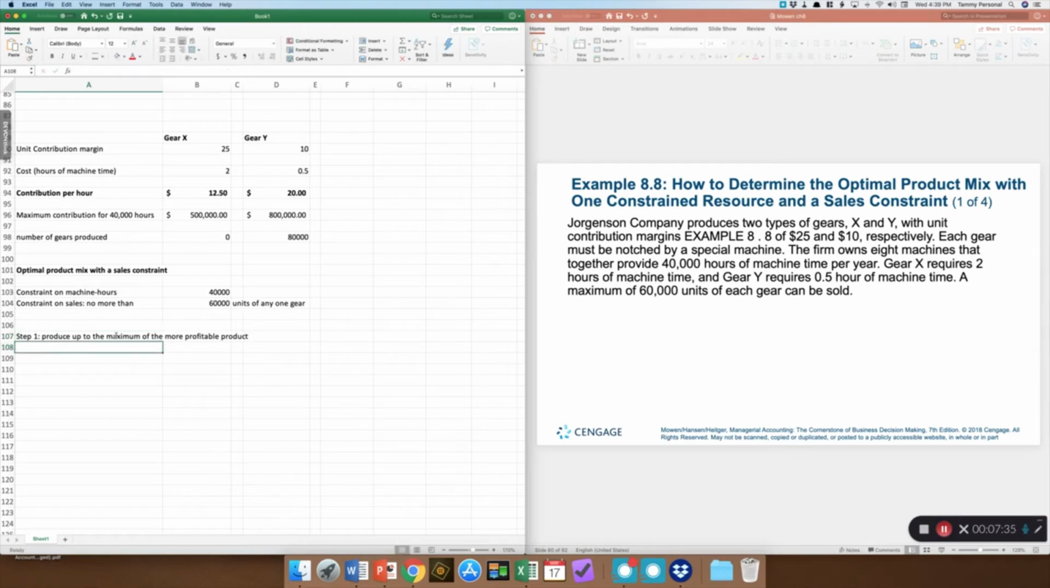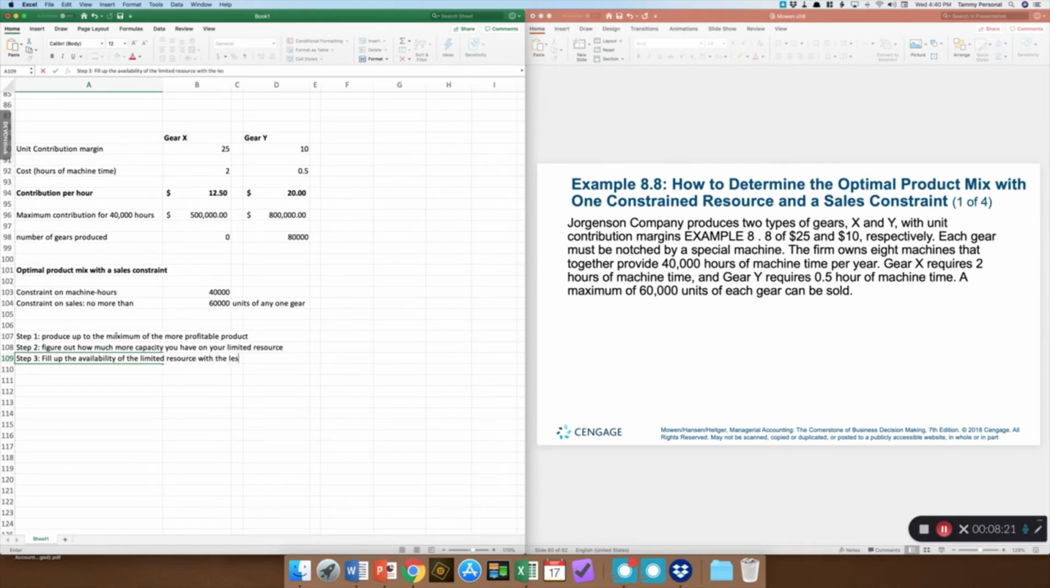Figure out how much time you have left on the machine, or how much more capacity you have on your constraint, on your limited resource. And then step three is to calculate, fill up the time on the limited resource with producing the second product. So fill up the availability of the limited resource with the less profitable product.